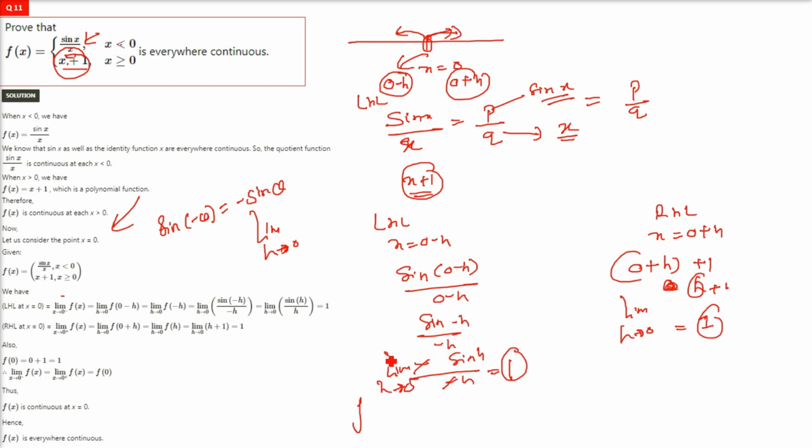Now what is the value of the function at 0? Since we have x greater than or equal to 0, we have to use this function, because for equality, when x is equal to 0, we have to use x plus 1. So I am replacing x by 0, so 0 plus 1 is 1. So the left hand limit, the right hand limit, and the value of the function at x equals 0 are all 1. So we can say that f(x) is continuous everywhere, right? It is continuous everywhere.